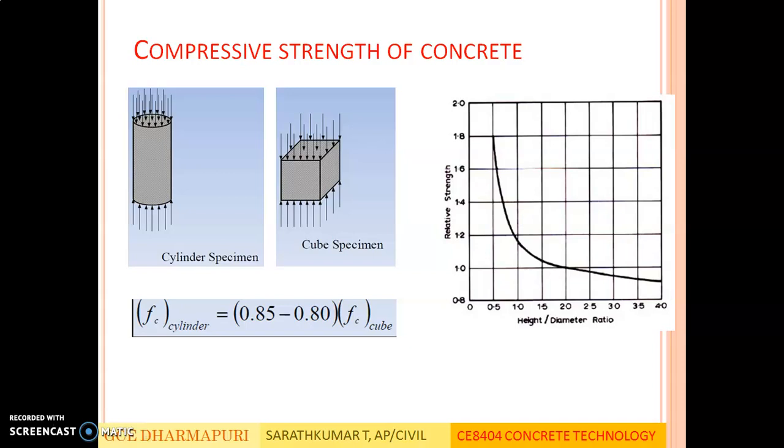So in the next graph, the relative strength to height to diameter ratio is given. When the height to diameter or cross section is the same, it carries maximum load.